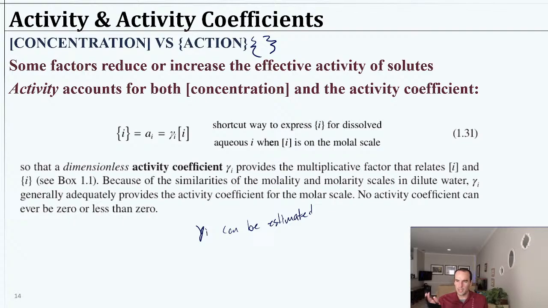But in general, if we have a dilute water, this gamma tends to be about 1. So a lot of times we can ignore it. Because if it's 1, then our activity is the concentration. It could never be 0 or less than 0, right? We'll never have a 0 activity or a negative activity.